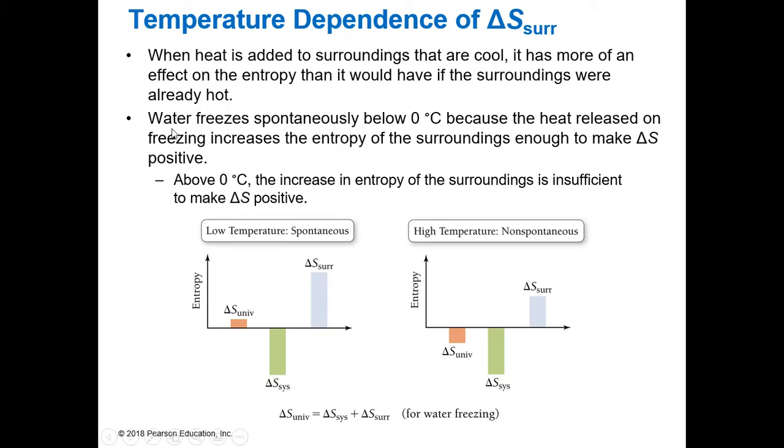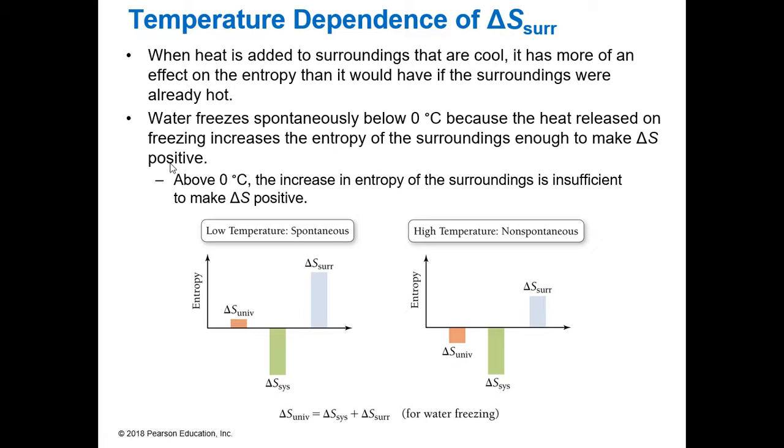So let's think about water. Water freezes below 0 degrees Celsius. We know that, right? That's spontaneous, because heat is released on freezing. If something is getting colder, it's releasing heat. That means there is an increase in entropy of our surroundings. The entropy increase of the surroundings has to be high enough that our delta S is positive.